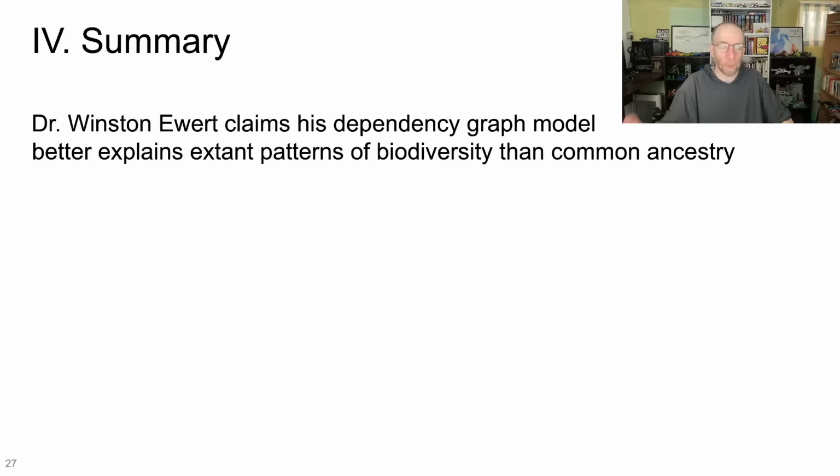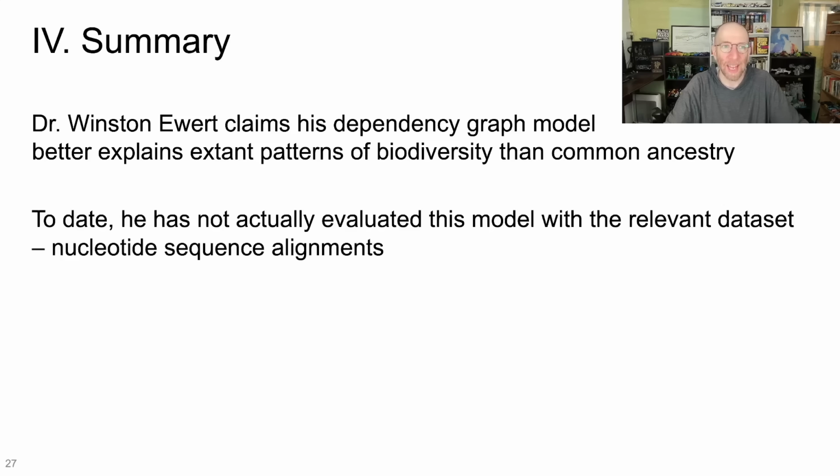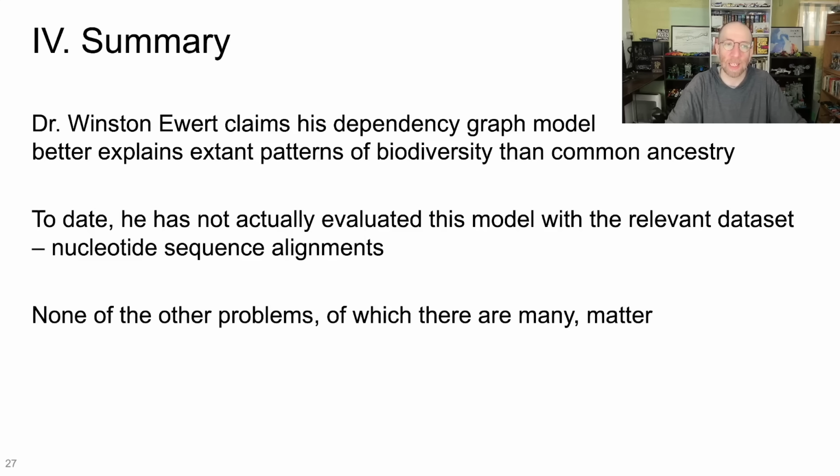So we can wrap this up here. I know this was a long one. Thank you all for sticking it out this far. Dr. Winston Ewert claims his dependency graph model better explains extant patterns of biodiversity than common ancestry. To date, he has not actually evaluated this model with the relevant data set. And when I say to date, I mean the end of 2025. He has not done this analysis or this comparison with nucleotide sequence alignments, which is going to be the bare minimum that he needs to do.